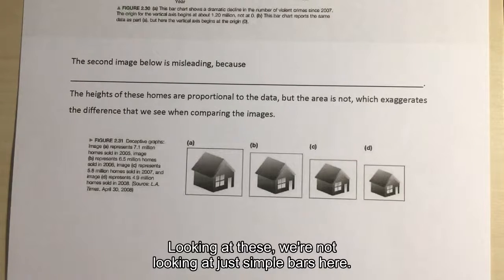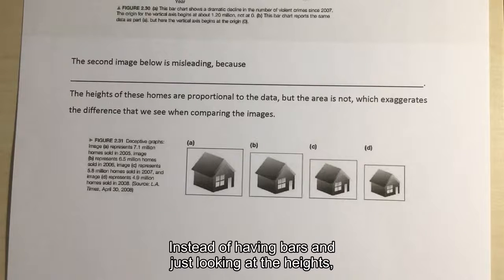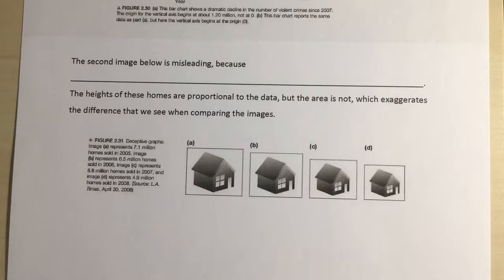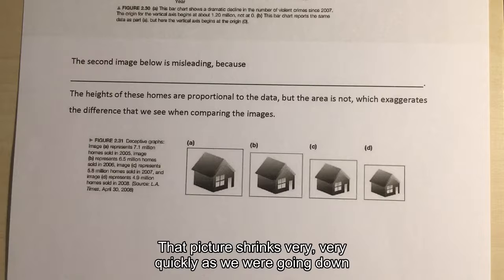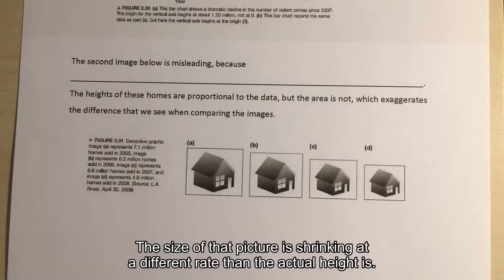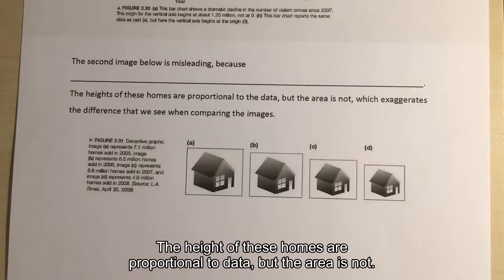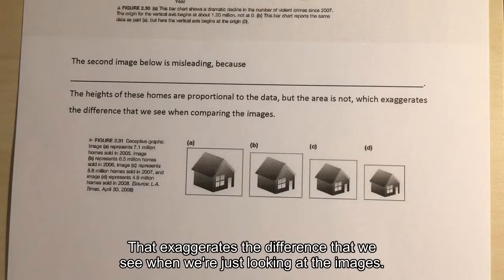But looking at these, we're not looking at just simple bars here. Instead of having bars and just looking at the heights, we are given a picture in the middle there. That picture shrinks very quickly as we go down. The size of that picture is shrinking at a different rate than the actual height is. So the height of these homes is proportional to the data, but the area is not. And that exaggerates the difference that we see when we're just looking at the images.